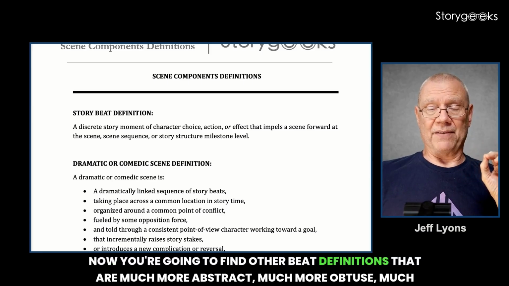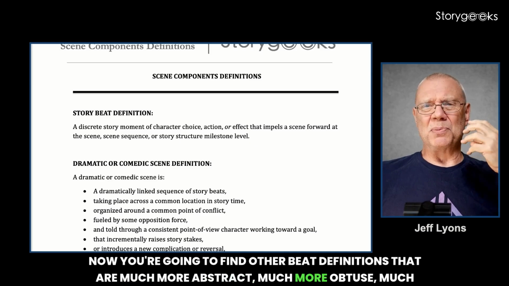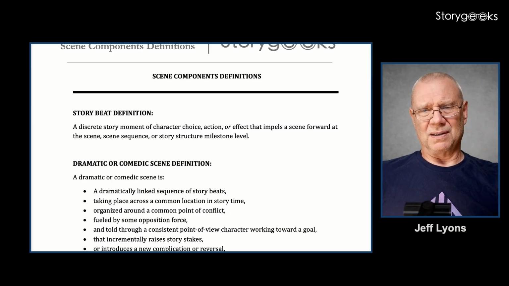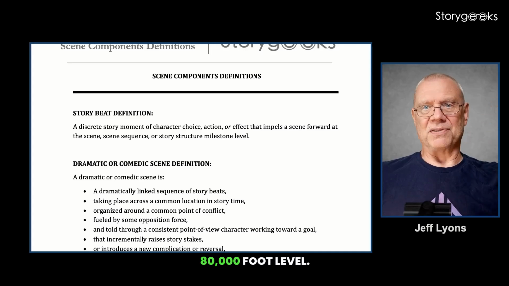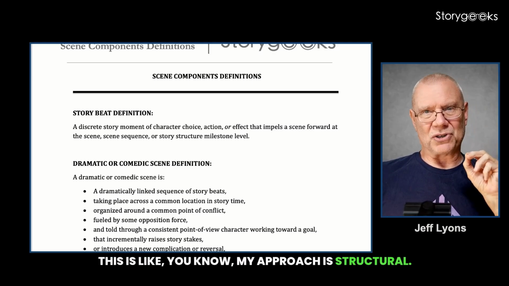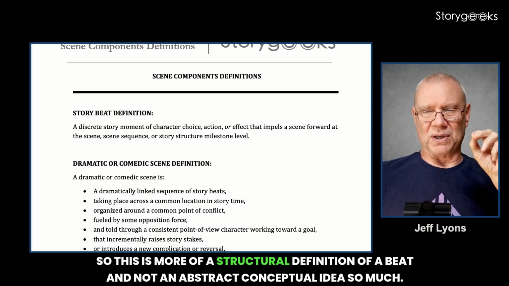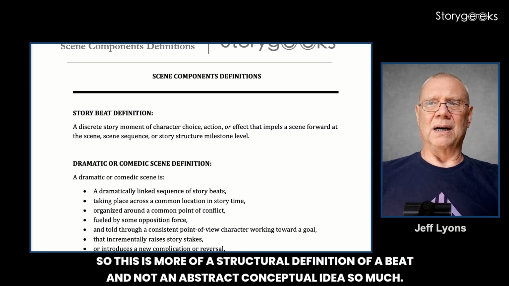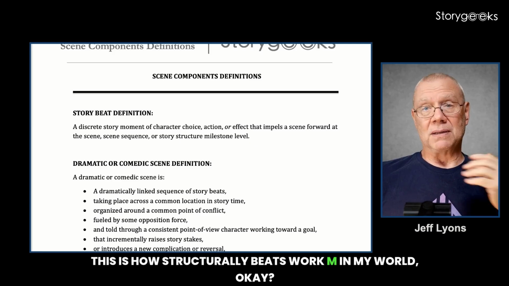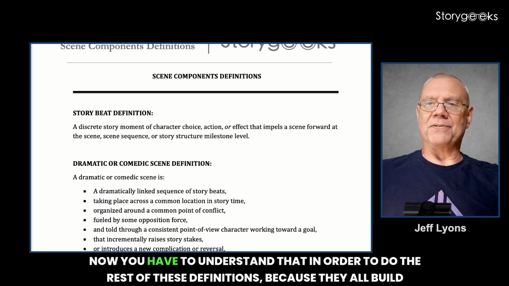Now you're going to find other beat definitions that are much more abstract, much more obtuse. Robert McKee's, for instance, is much more 80,000 foot level. This is more structural. My approach is structural. So this is more of a structural definition of a beat, and not so much an abstract conceptual idea. This is how structurally beats work in my world. Now you have to understand that in order to do the rest of these definitions, because they all build off of a beat.